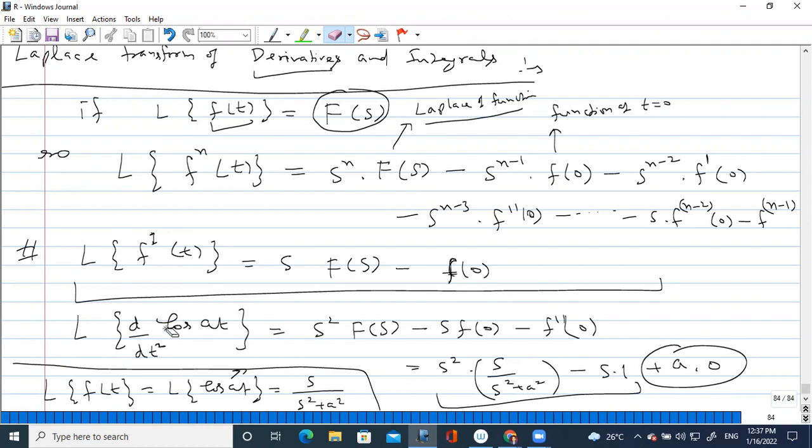So suppose I am giving you the question, find Laplace of d/dt of cos at. So this formula you will use, sF(s) minus f(0). Now you can put the answer: s into s by s square plus a square, and minus f(0). f(0) you have to put directly, not f dash. So this f(t) is cos at, so cos 0 is 1. So this will be the answer. Note down this.